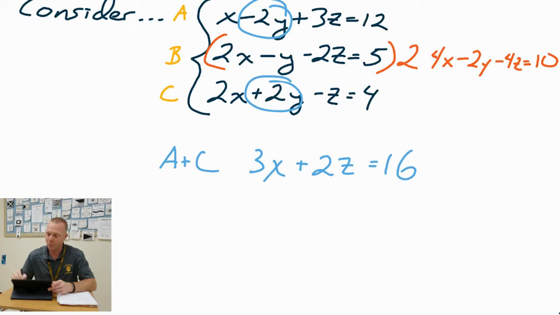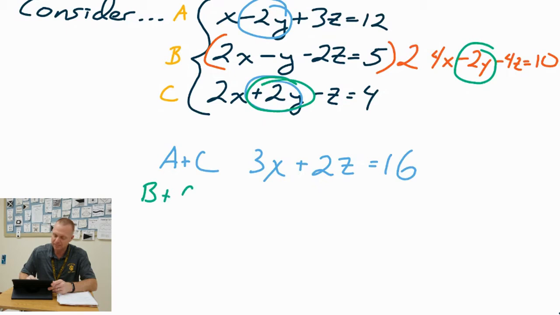But here's the important thing. I now have y's that are opposites again. So I'm going to add equation b plus equation c. But note that equation b has been slightly changed, so I'm going to call it equation b1, just so we understand that it's like a changed version of equation b.